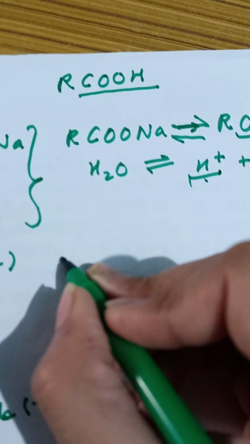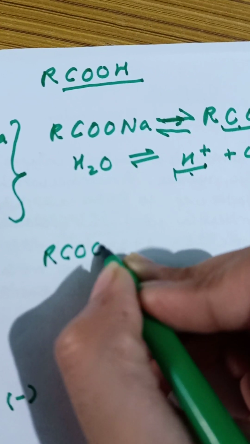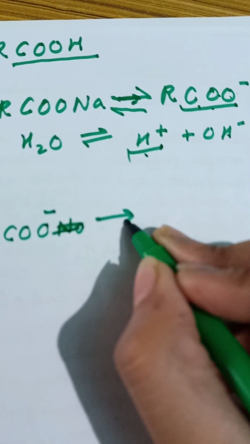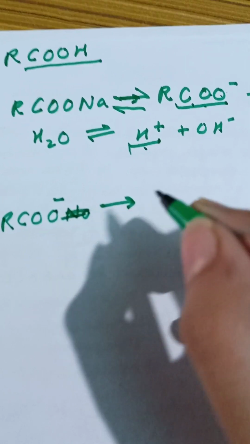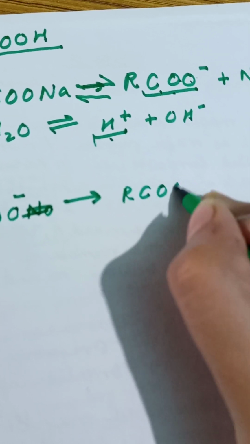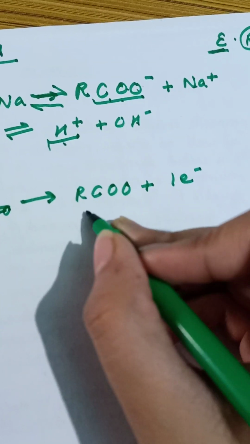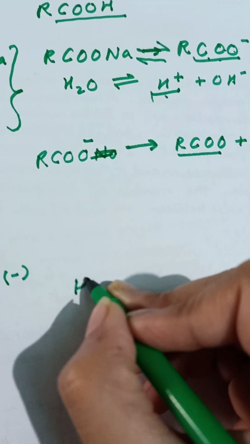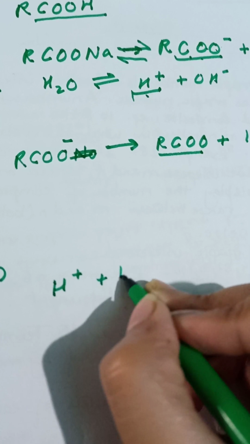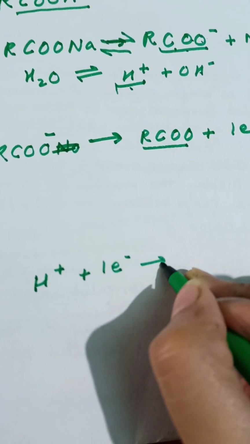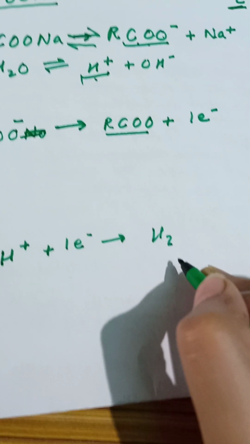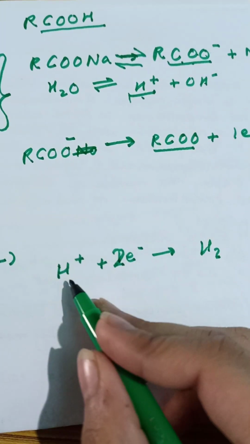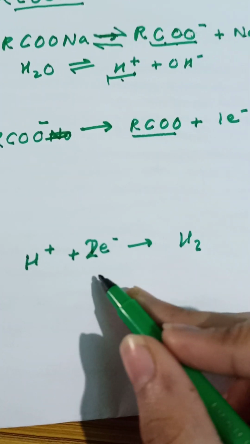So oxidation of the carboxylate ion, RCOO negative. It will give out one electron, see, one electron gone, and it will deposit itself there. And similarly H positive will take one electron and form H2. It is forming H2, so it requires 2 electrons. So it will take 2 electrons and form H2, undergoing reduction.